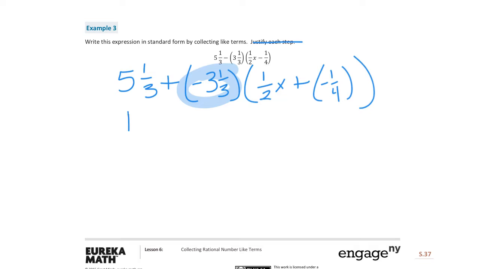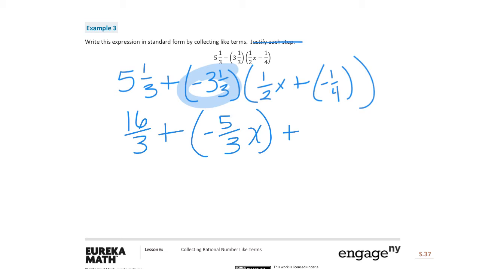Okay, so I have 16/3 plus, and then I'm going to multiply negative 3 1/3 times the positive 1/2, and when I do that, I get negative 5/3 x plus, and then I multiply negative 3 1/3 times negative 1/4. So multiplying a negative times a negative is positive. And then 3 1/3 times 1/4 is 5/6.